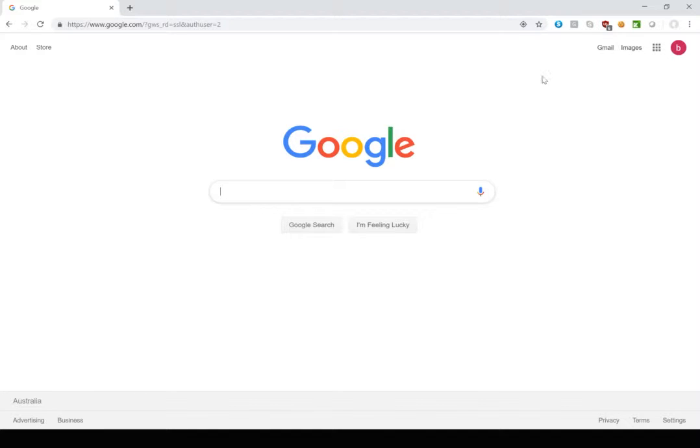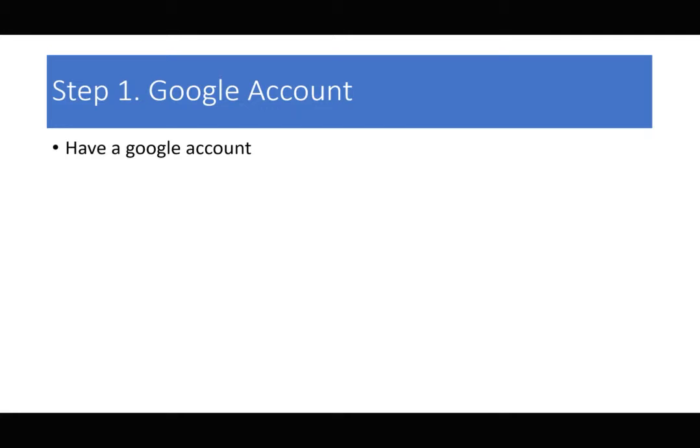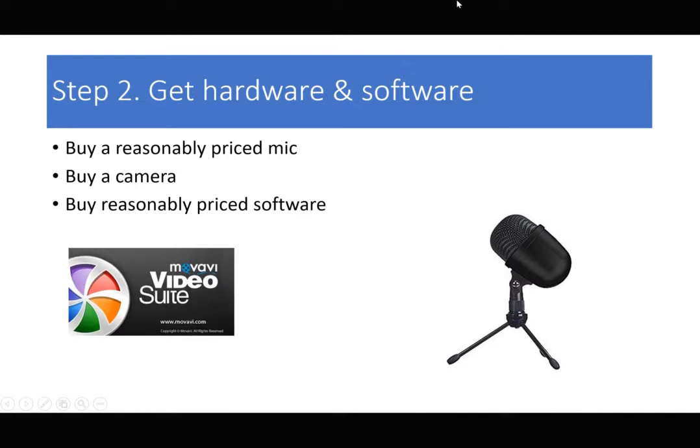Fantastic. So the next step, if I go back to my lovely slides, is to get hardware and software. When starting out on your channel, one thing you don't want to do is spend a fortune on hardware and software. The reason is you don't know if you're going to be a success. If it starts picking up and you start getting more views, then yes, go out and buy proper software and hardware.